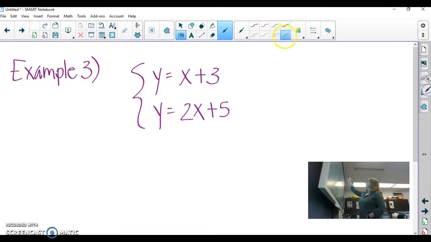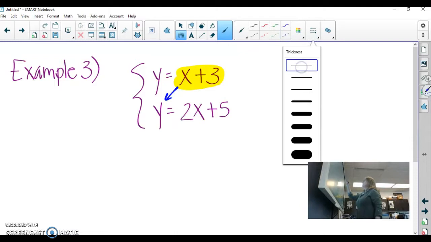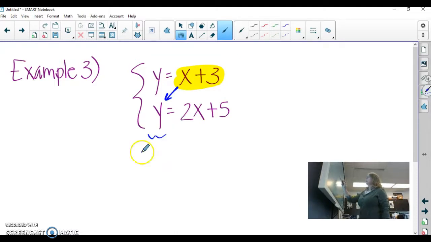Okay, so this one's a little bit different because here both equations are solved for the variable y, but it's the same concept. What we can do, you can pick either one of these equations actually, is y equals x plus 3 in the first equation, so I can substitute that in for y in the second equation. So in place of the y, I'm going to put in x plus 3. And then on the other side, I have 2x plus 5.